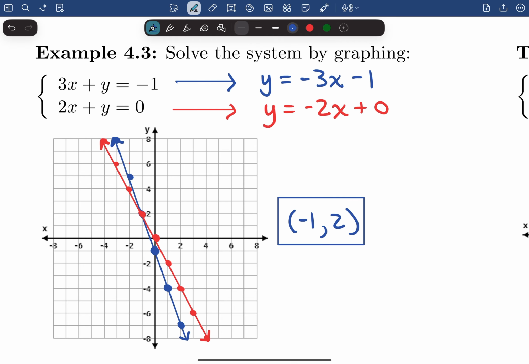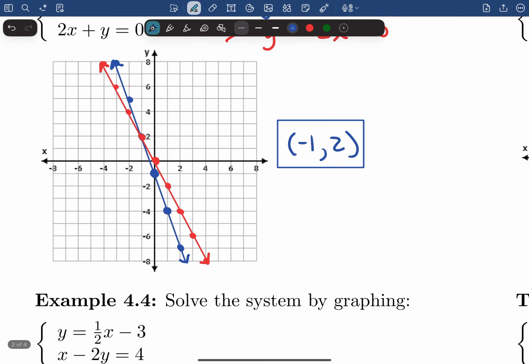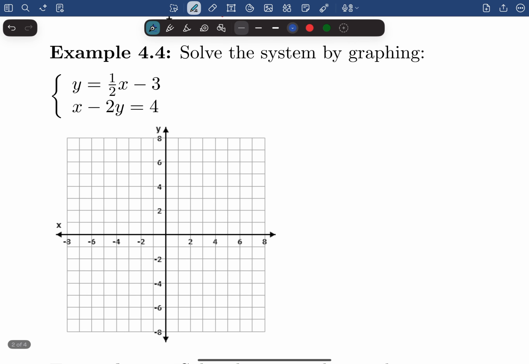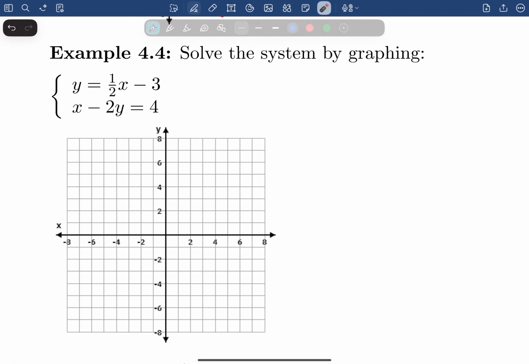Let's go ahead and move forward to our next example, and that is example 4.4. Now, sometimes things are nice and they're written already in slope-intercept form. So this first equation is in slope-intercept form, making my life really easy. I'll put it in blue. First, I plot the y-intercept, and then I apply the slope, up 1 over 2, up 1 over 2. A slope of 1/2 is positive, so I know it goes up from left to right. All those details you learned about lines already.